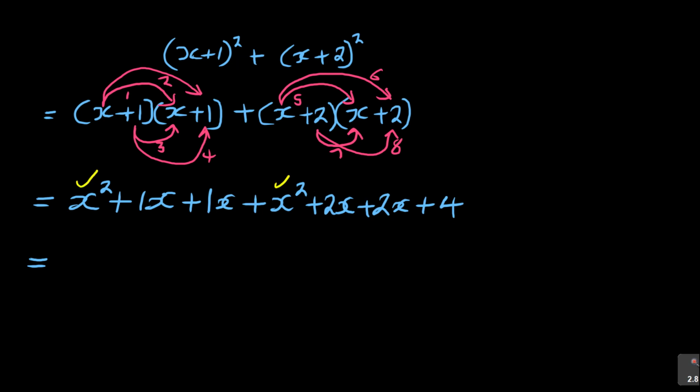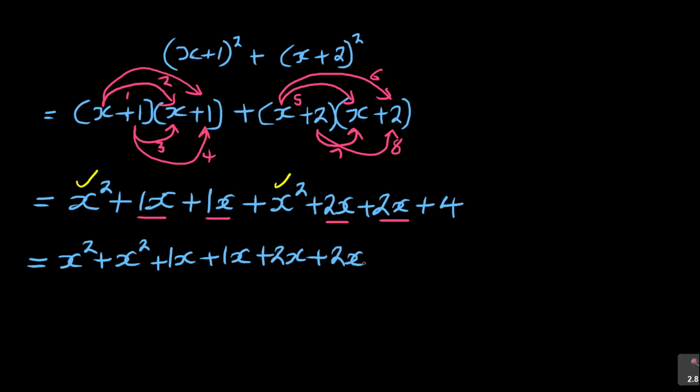Again, when you're at this stage, it's a matter of identifying common terms. There is x squared, so you bring it together, which is x squared plus x squared, and then we have got 1x, 1x, 2x, 2x. All these have got the x, so you have got plus 1x plus 1x. It's much better when you're adding it and indicating the 1 now at this stage. Plus 2x plus 2x. Are you with me?